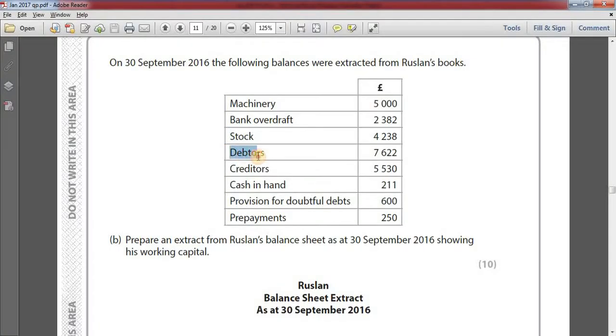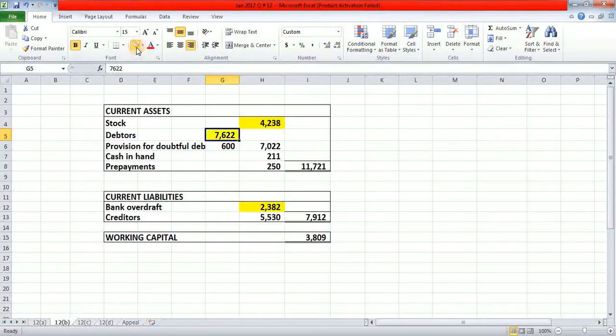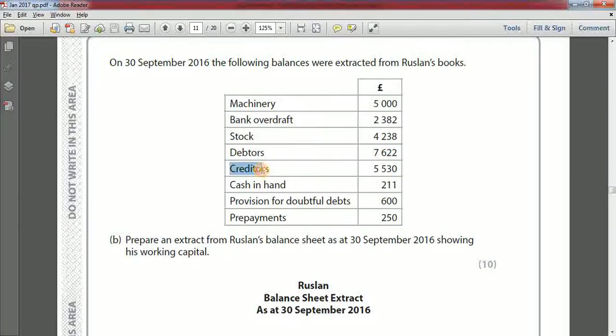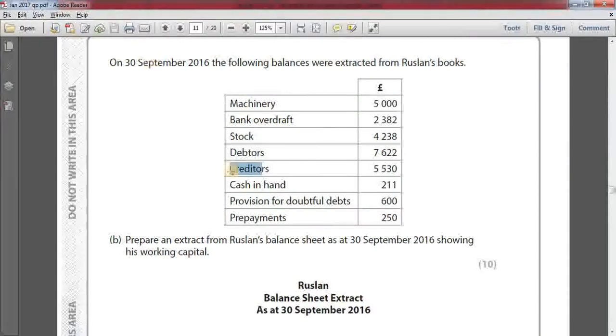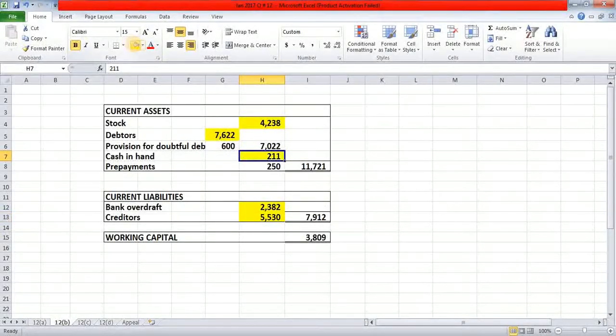The next one is debtors 7622. This one is a current assets item, 7622. The next one is creditors 5530. This one is a current liabilities item, 5530 under current liabilities. The next one is cash in hand. This one is a current assets item, 211 under current assets.